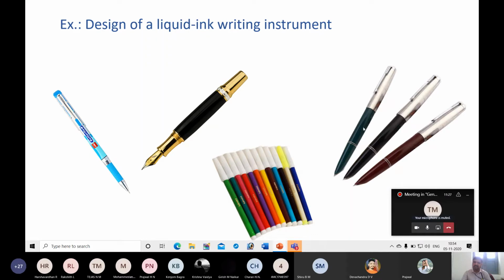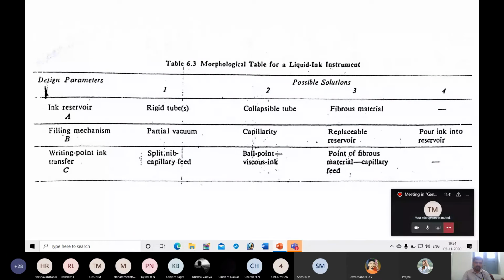So in case of Euro pen it is a collapsible tube. That means it is very smooth. And in case of sketch pen or in case of markers, it will be made by fibrous material like sponge. So now consider the ink reservoir: collapsible tube in case of Euro pen, fibrous material, that is sponge, in case of sketch pen or markers.